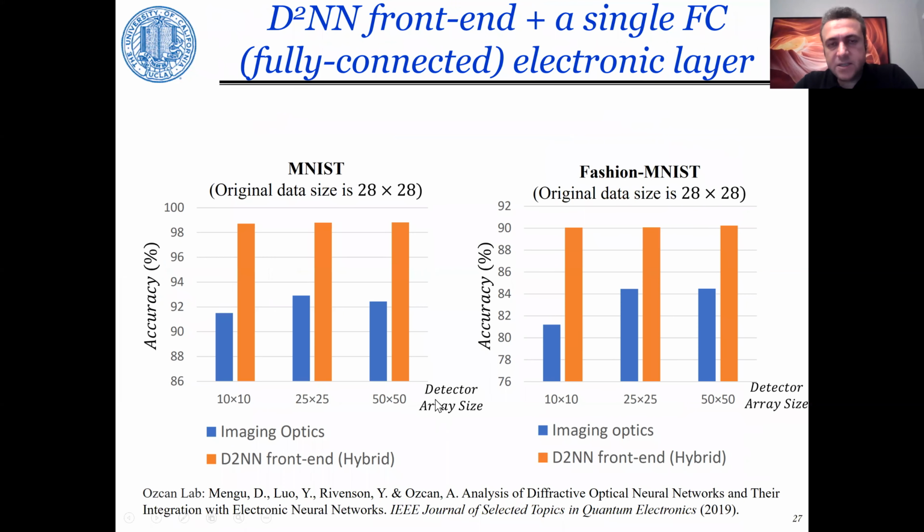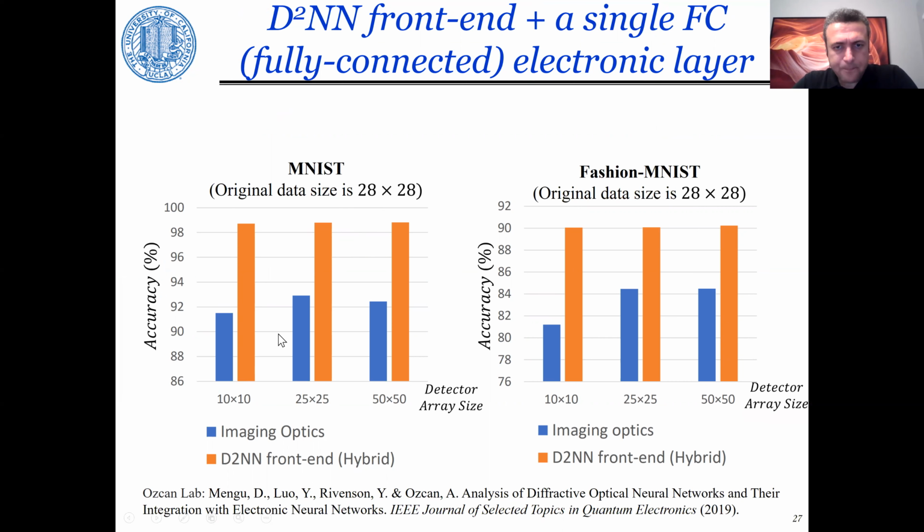One of the biggest advantages of this system is it can actually compress information in a certain way through the diffractive network. If you look at, for example, MNIST or fashion MNIST images, these are composed of 28 by 28 pixels, on the order of 700, 800 pixels.